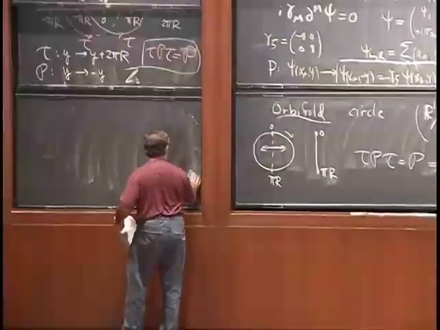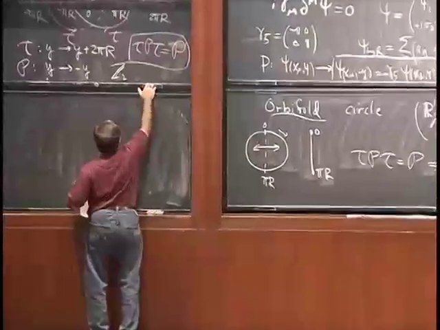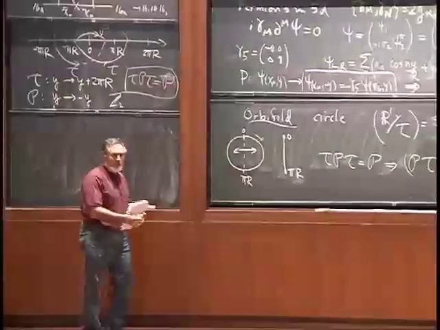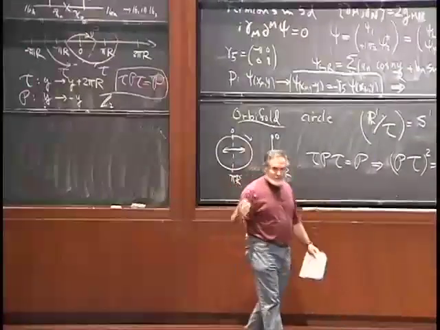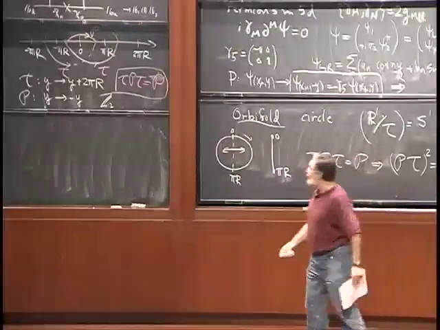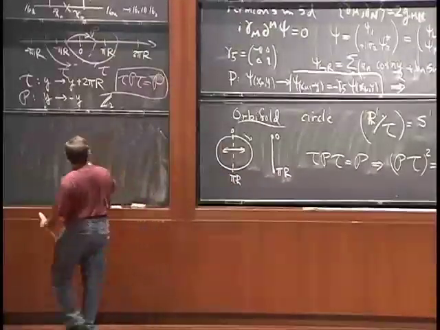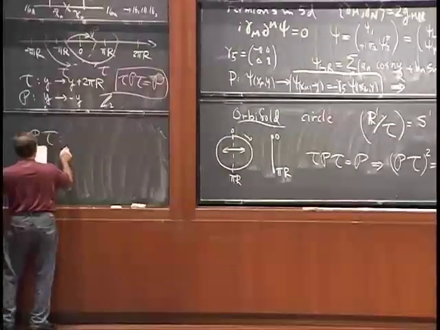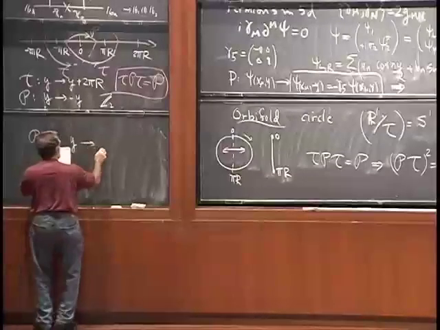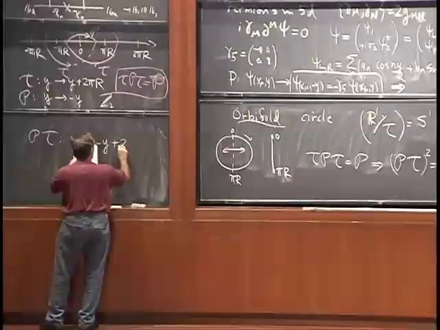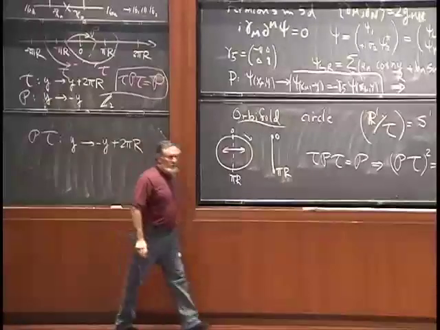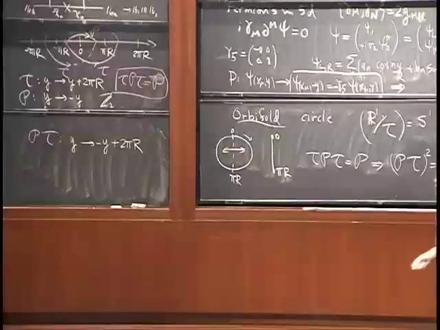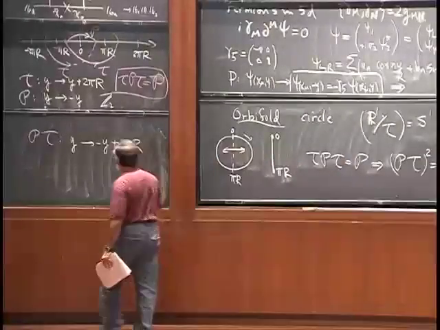And you can ask, what does the product of P times T do? Can you see that? If you take the product of P times T, you do a translation first and then a parity operation. I'm not going to try to reproduce it now. But if you do the product of P times T acting on the coordinate y, you should be able to convince yourself that that gives you minus y plus 2 pi R.